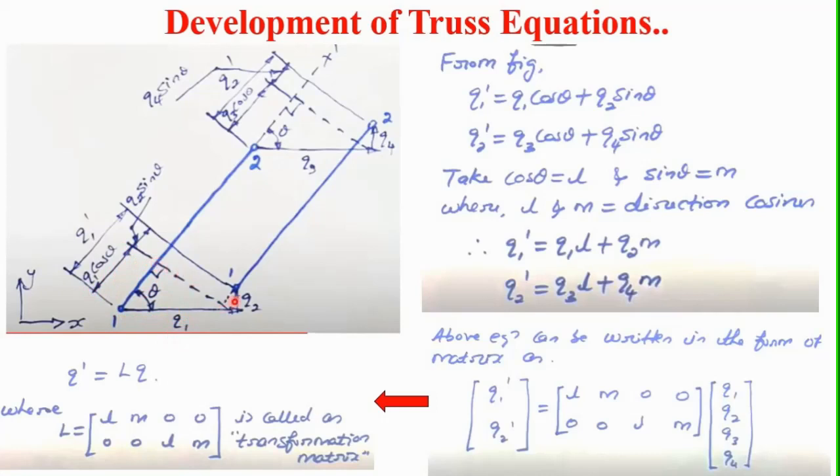Now when we extend this line, this angle will be 90 degrees, and this angle is theta.